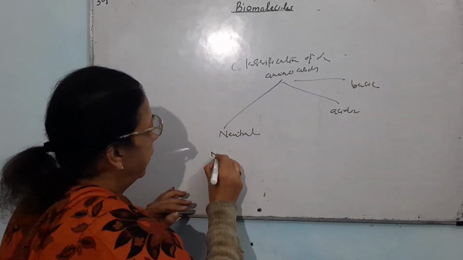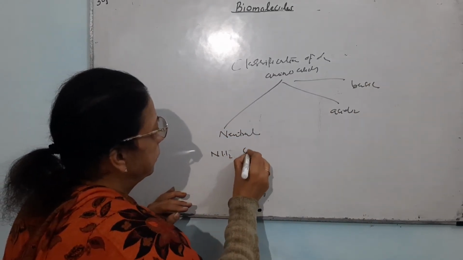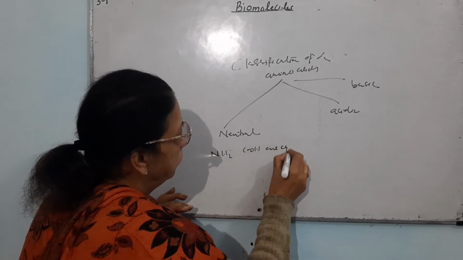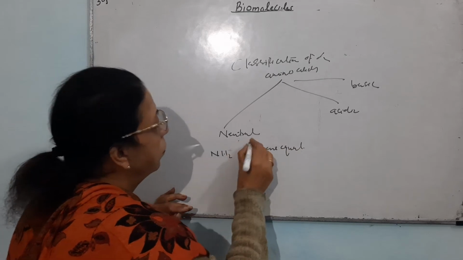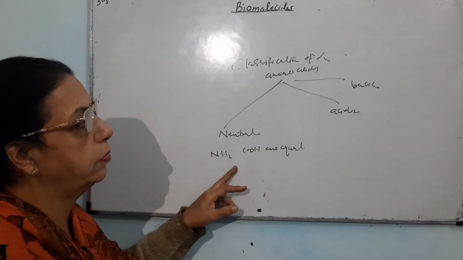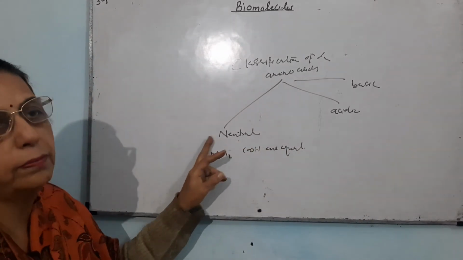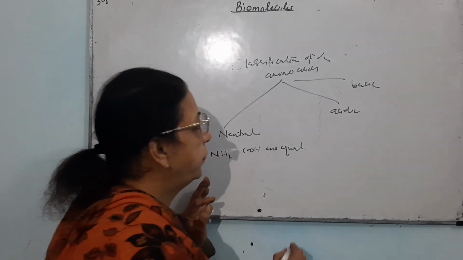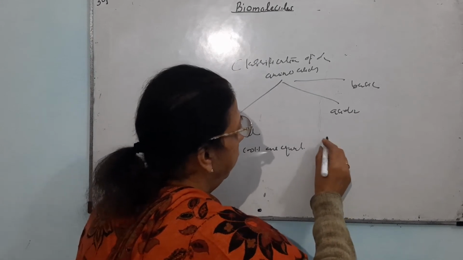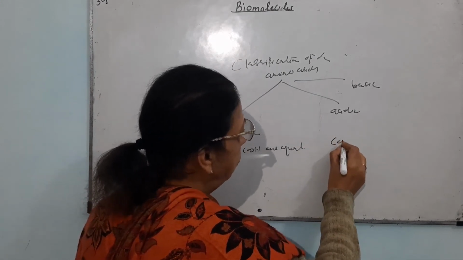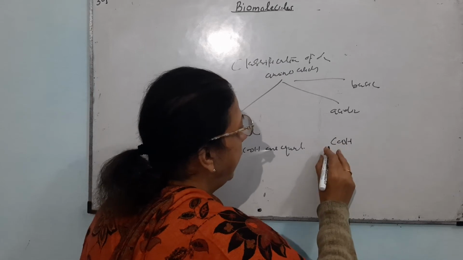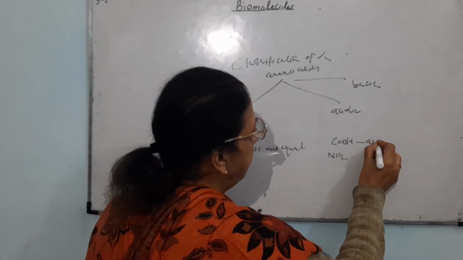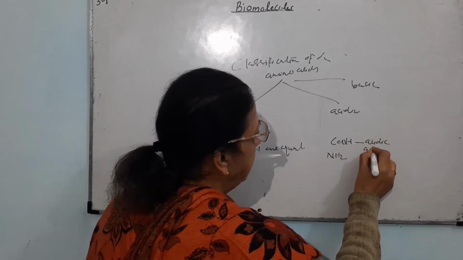If the number of NH2 groups and COOH groups are equal, they are known by the name of neutral amino acids. If the number of COOH groups is more than the number of NH2 groups, then they are known by the name of acidic amino acids.